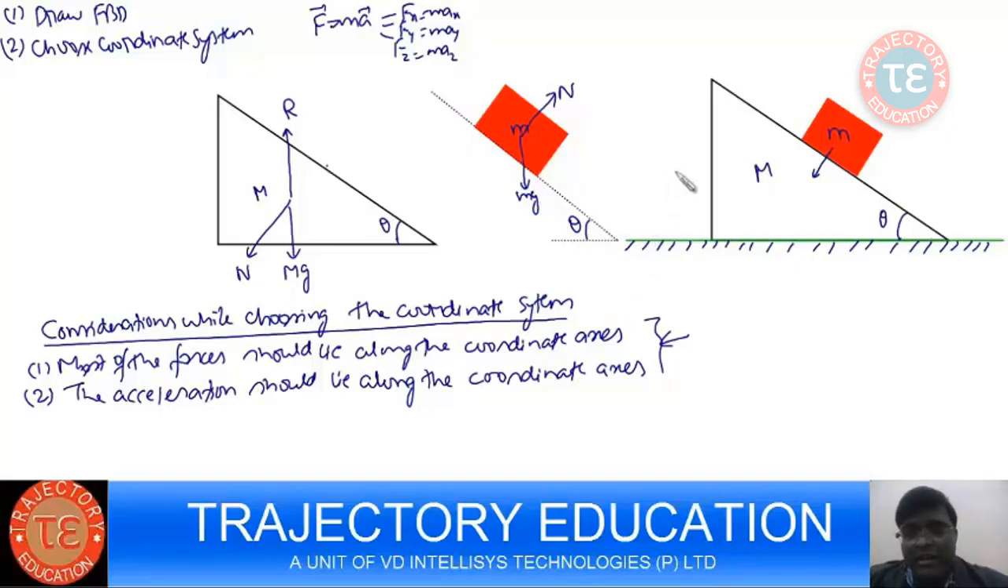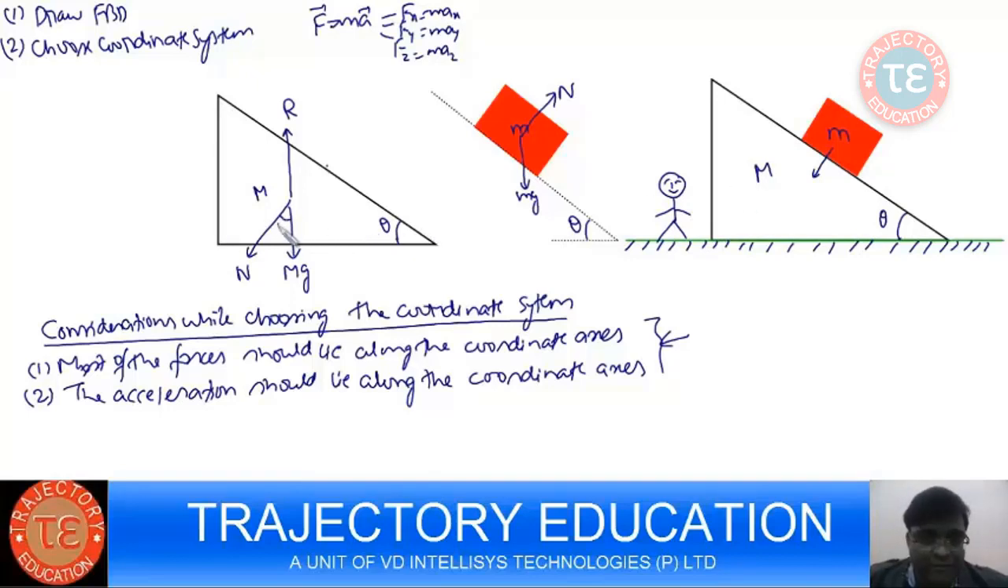Alright. So let's draw the coordinates. But before that, let's get some idea about the acceleration. Suppose we have the observer over here on the surface. What observation does he make about the acceleration? What kind of motion does he see in this block and what kind of motion does he see in this wedge?